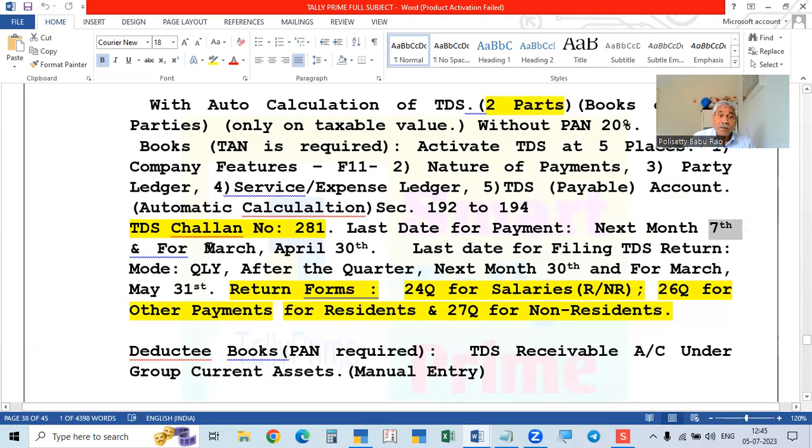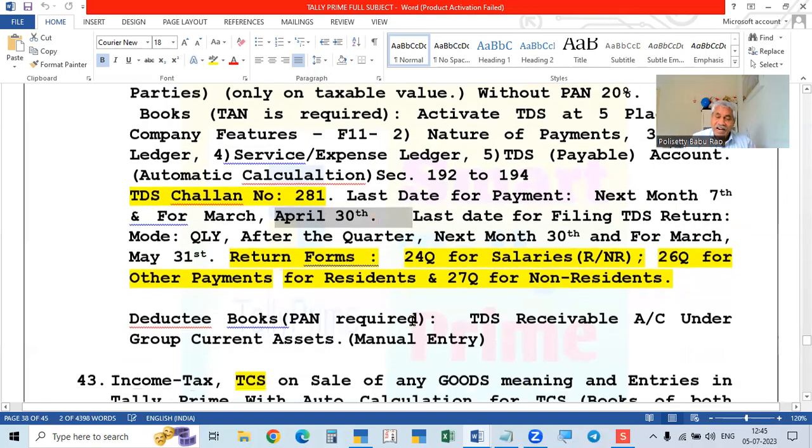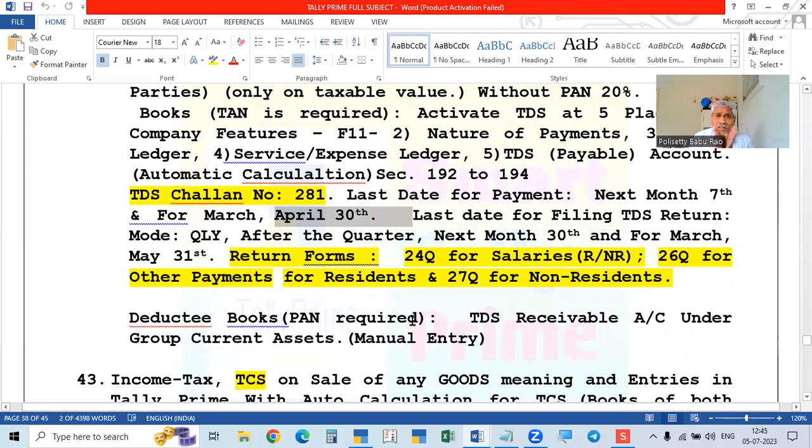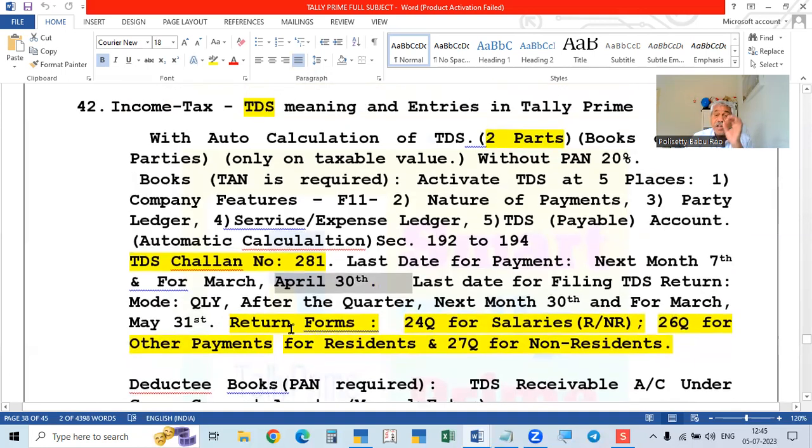But only for March, that is yearly, the payment is to be made not by 7th April but before 30th April. So like this, every month you have to pay, and when you are paying, you have to pay the payment through a challan.